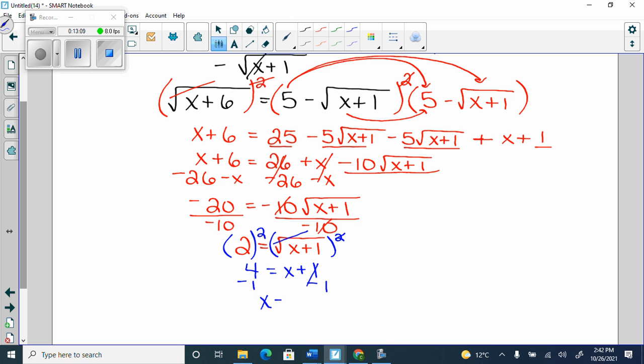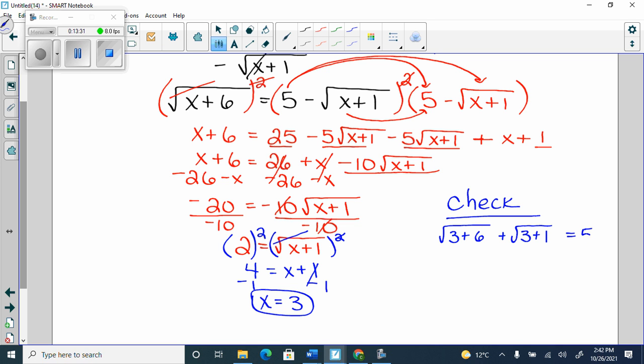What's my last step always? Check. Back into the original, which is on my whiteboard over there. So we'll go square root 3 plus 6 plus the square root of 3 plus 1 equals 5. So we get square root of 9 is 3 plus the square root of 4 is 2. So we get 5 equals 5. 4 doesn't have a square root. It does. Yeah, it does. Square root of 4 is 2.